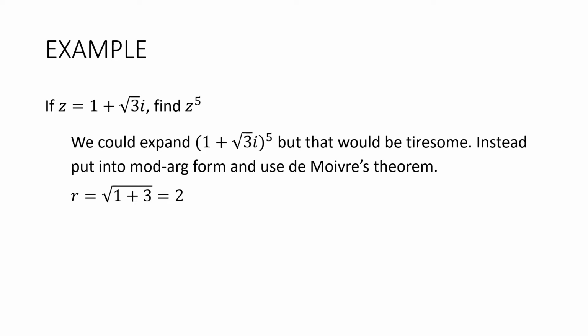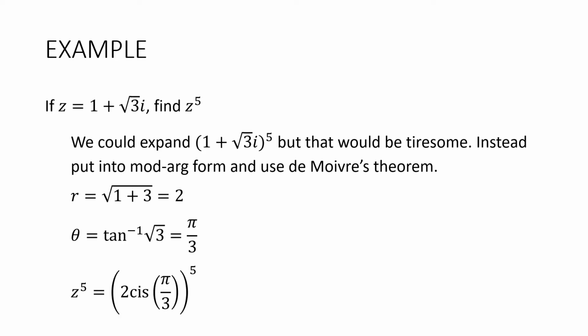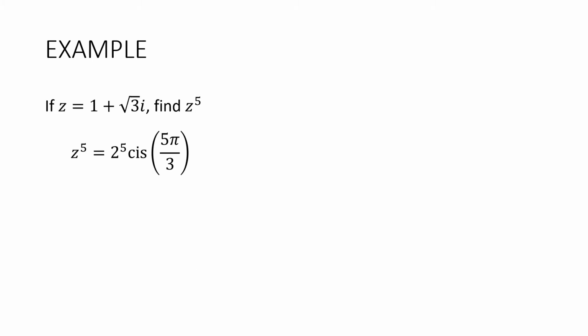r is equal to the square root of (1 plus root 3 all squared), which is the square root of 4, which is 2. And theta is equal to inverse tan of root 3 over 1, which is pi on 3. And so z is equal to 2 cis pi on 3, and z to the power of 5 is equal to (2 cis pi on 3) to the power of 5, which is 2 to the power of 5 cis 5 pi on 3. And depending on the question, we could leave it in polar form.